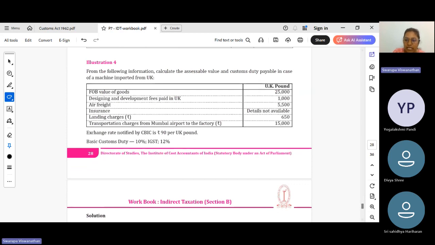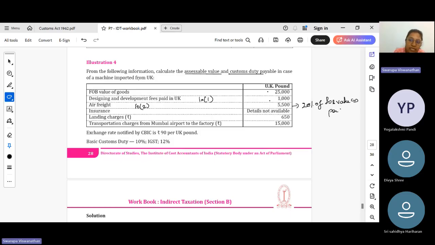Next, we will see this illustration 4. From the following information, calculate assessable value and customs duty payable in case of machinery imported from UK. So you have to calculate assessable value and customs duty. FOB value is 25,000. Then designing development fees paid in UK, it is 1,000 rupees. So before import itself, this payment has been made. So this will come under 10.1. Air freight is 10.2. Air freight is limited to 20% of FOB value.